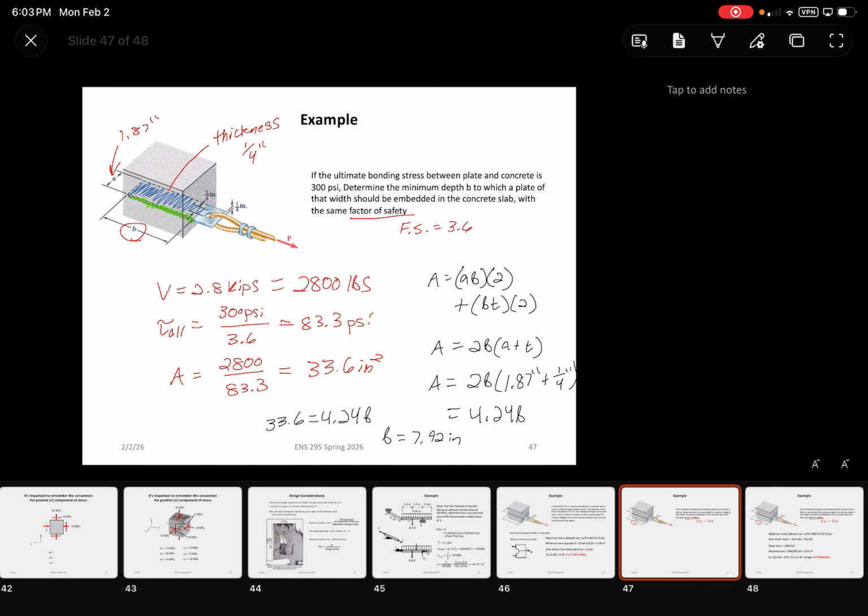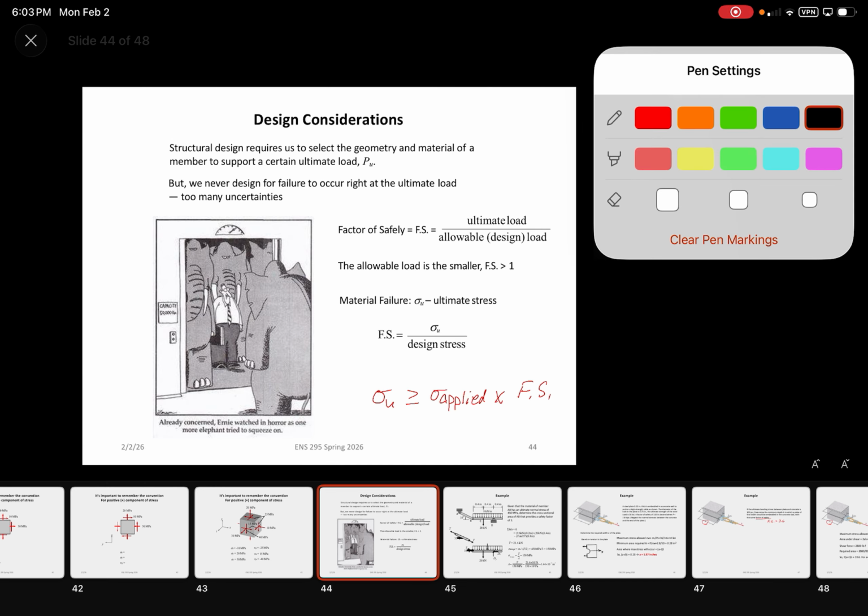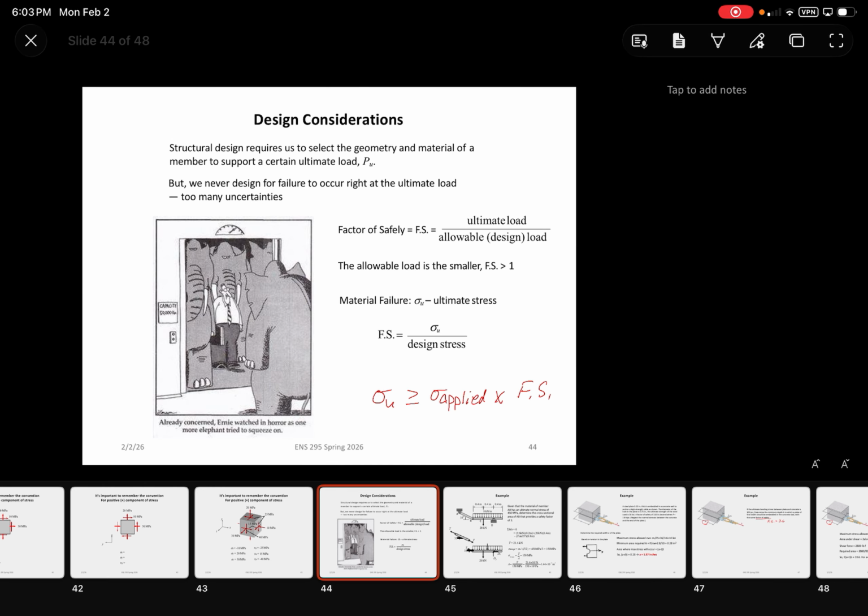The factor of safety can either be, let me go back to this slide. And it didn't clear any of my pen markings. Awesome. Clear. No. Whatever. I'll keep these, and I'll just add another slide. Don't worry, it's going to pop up in a second. I hope. Yes, it is.